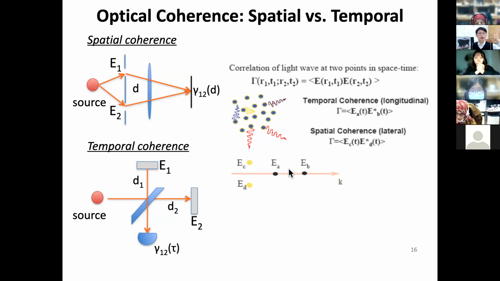And when the wave is moving, when you're thinking about a big laser beam and different points across the beam, the coherence between them is what we call spatial coherence. So look at this C and D. This is about spatial coherence.